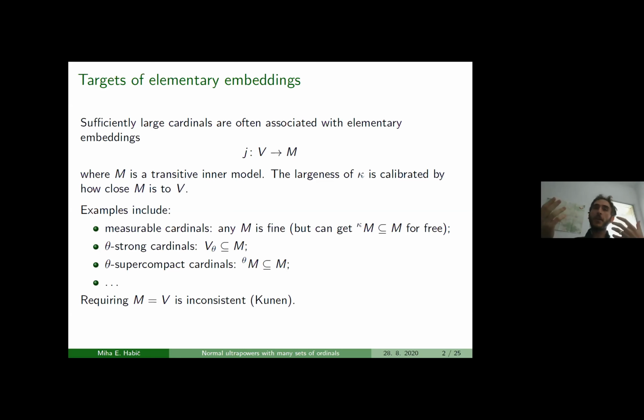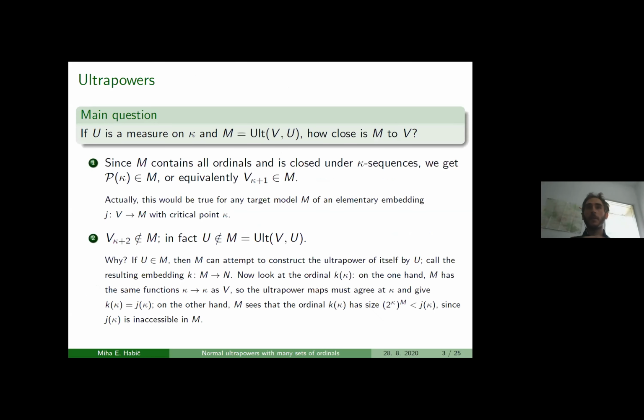The ultimate form of closeness of M to V, which would be that M is just equal to V, is inconsistent, as was famously shown by Kunen. But I don't want to reach too far into the large cardinal hierarchy. I want to stay pretty low at the level of measurables. So I'll be interested in ultrapower embeddings by measures on the cardinal kappa. The main question that will guide us through this talk is, if U is a measure on kappa and M is the ultrapower of the universe by that measure, how close is M to V? How close can I get a measure ultrapower to V?